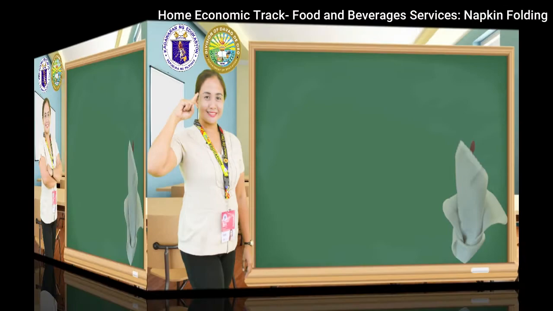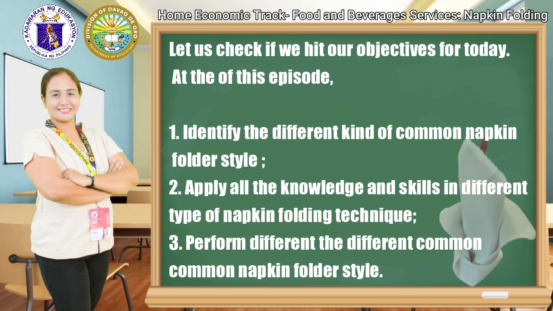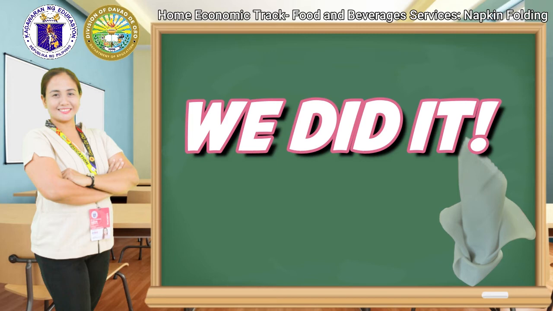Let us check if we hit our objectives for today. Number 1. Did we identify the different kinds of common napkin folding styles? Number 2. Did we apply all the knowledge and skills in different types of napkin folding techniques? And number 3. Did we perform the different common napkin folding styles? Yes! We did it! Great job, everyone!